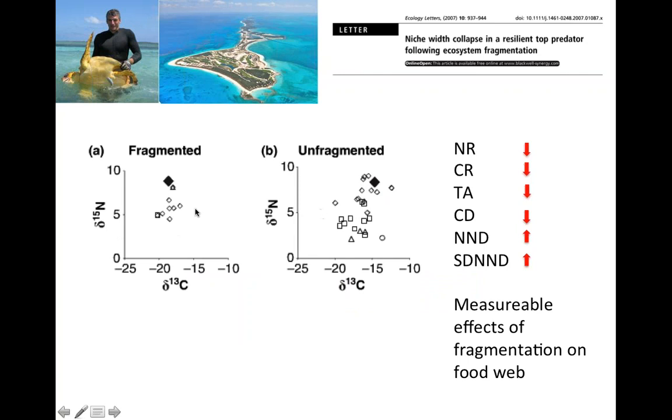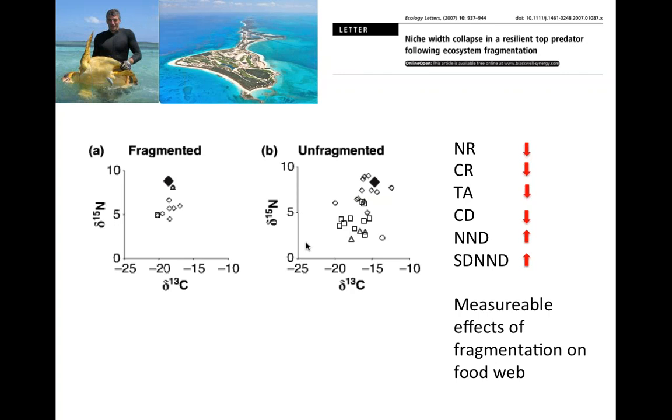But if you compare the metrics between these two systems, we see that the nitrogen range decreases, the carbon range decreases, the total food web size decreases, the distance to centroid also decreases, as you've got fewer things in your food web. The nearest neighbor distance increases, and the standard deviation of nearest neighbor distance increases, again because you've got fewer groups in your food web, so there's a bigger area between them. So essentially these are measurable effects of fragmentation on the food web.